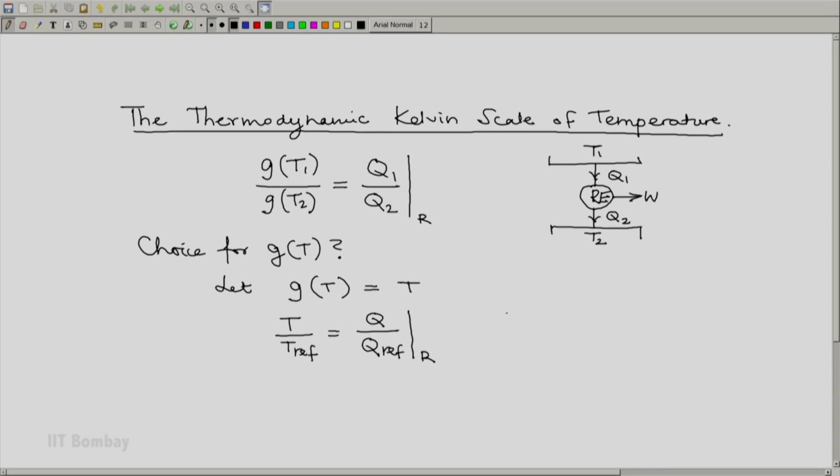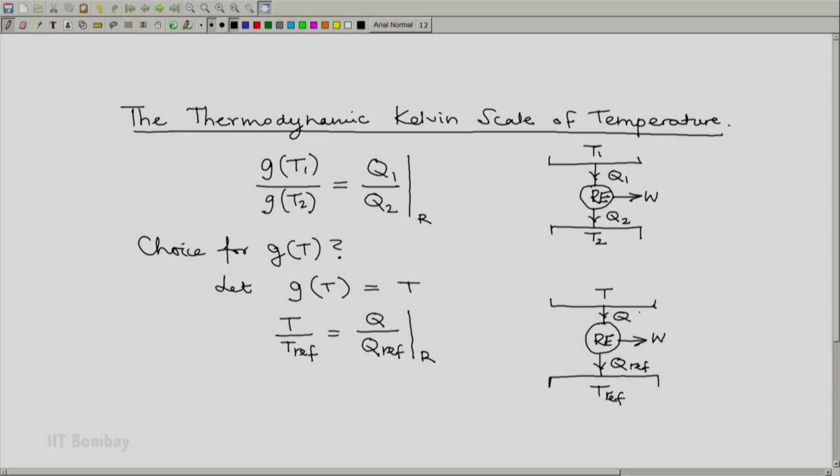So again, let me draw this diagram. For this definition, what we will have is a reference temperature and a reference system, and also a value for that, a reversible engine working between our system at temperature T and the reference temperature system. This heat interaction is Q, this heat interaction is Q ref. Of course, there will be work interaction, but we are really interested in only the measurement of the heat interactions.